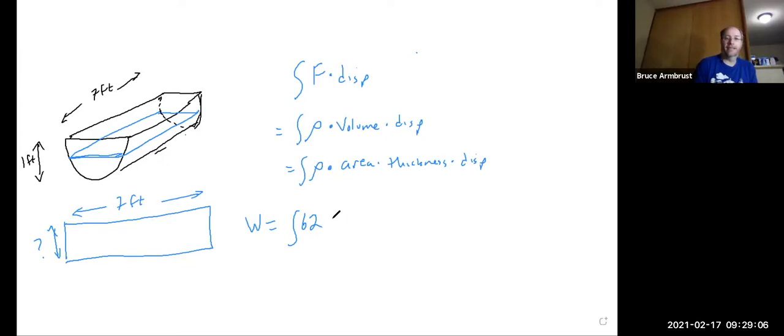All right, so there's our density. Now, the cross-sectional area. The area is going to be 7 times whatever that question mark is. I'm going to put the question mark there, still to be filled in. The thickness is going to be a, let's call it a dy. So it's a little differential chunk in y. And then the question is, what is the displacement?